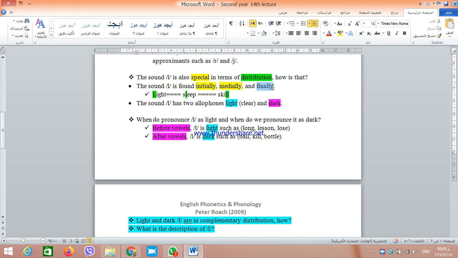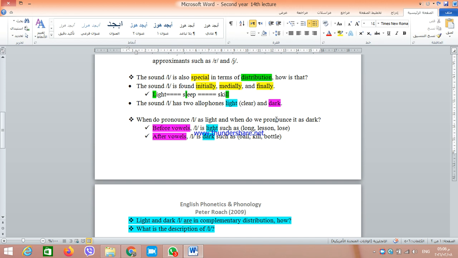Okay? So the sound la can be found in all positions. These are examples: light, little, link, sleep, below, and we have skill, ball, call, kill. Now, so we understand from these examples that the la sound can be found initially, medially, and finally.